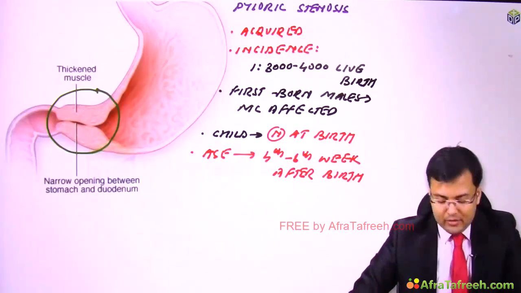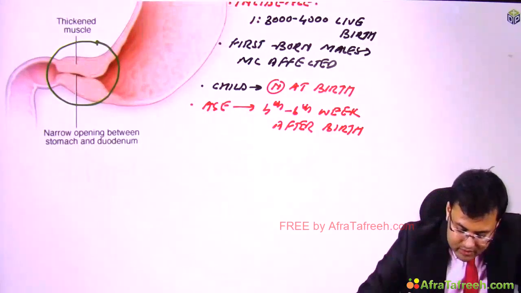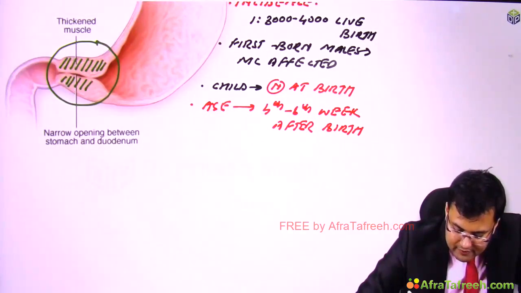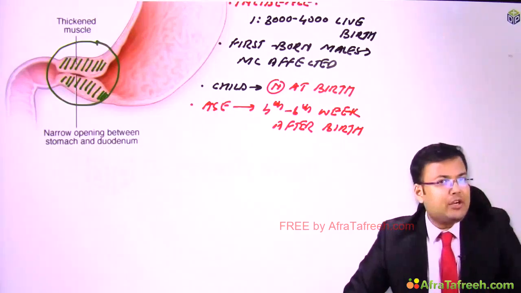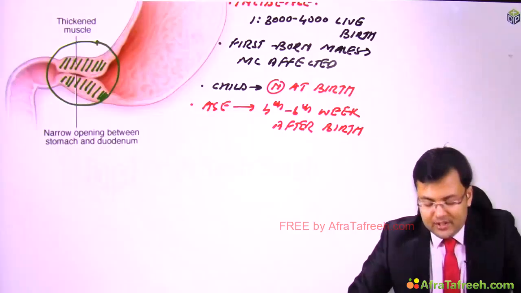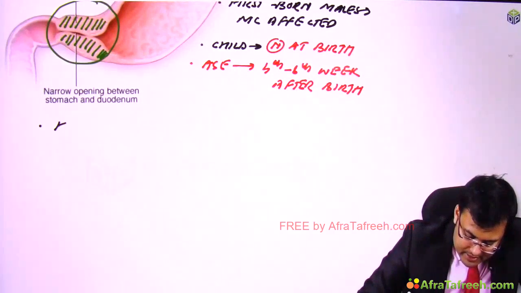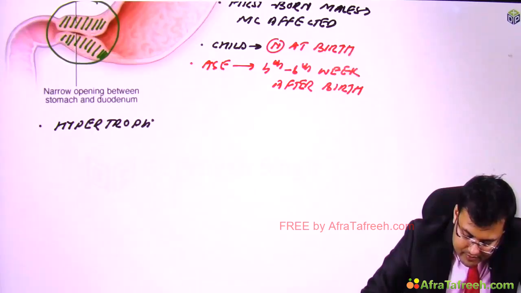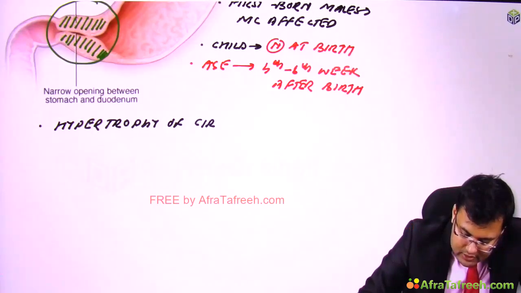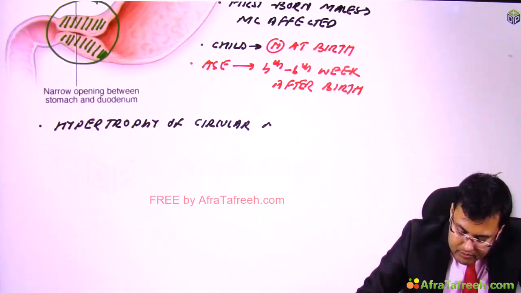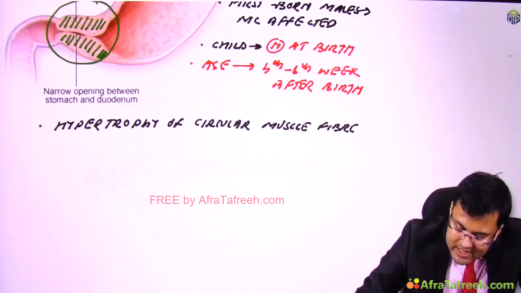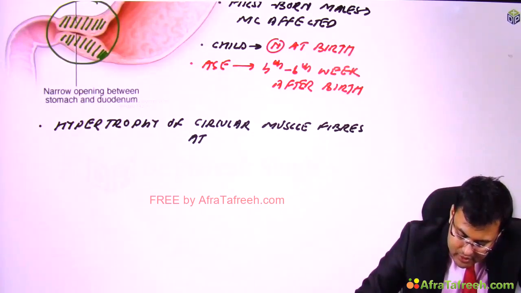What's the problem here? You can see, in this case you can make out that there is hypertrophy of circular muscle fibers at the pylorus, and because of this there is obstruction. So what's the pathology? It is characterized by hypertrophy of circular muscle fibers. Where exactly? At the pylorus.